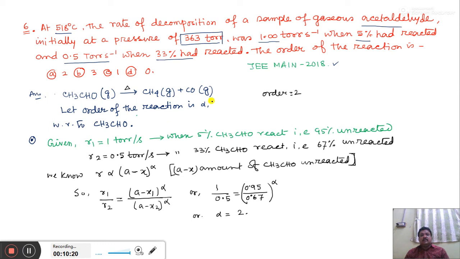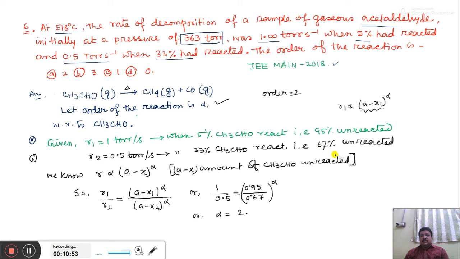Let the order of the reaction be alpha with respect to acetaldehyde. It is given that R1 is 1 torr per second when 5% acetaldehyde was reacted. That means 95% is unreacted. So R1 is proportional to (A minus x1) to the power alpha, but A minus x1 is the unreacted acetaldehyde. Again, R2 is equal to 0.5 torr per second when 33% acetaldehyde reacts.